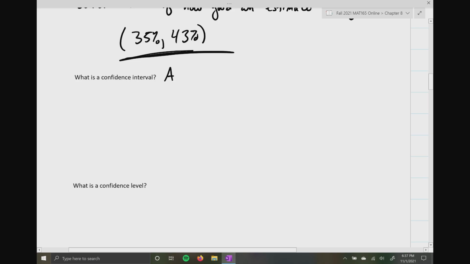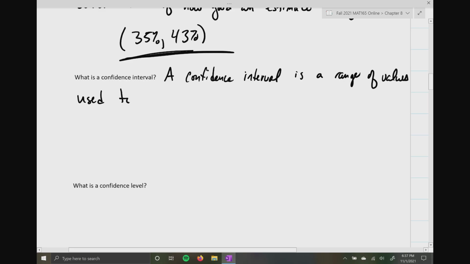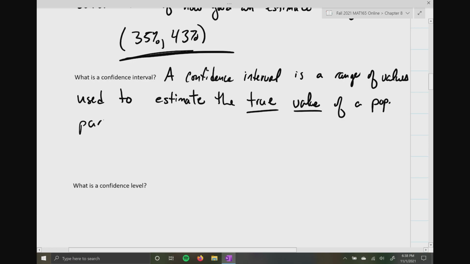So a confidence interval is a range of values used to estimate the true value of a population parameter. Now, sometimes we denote it as just CI for the confidence interval, okay?